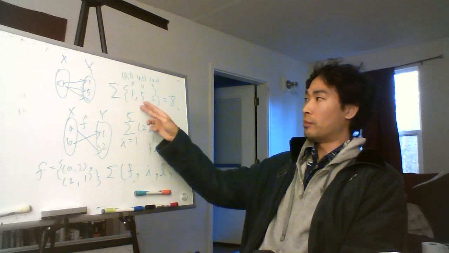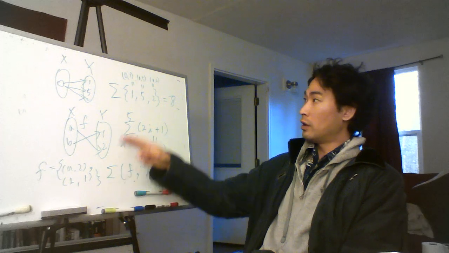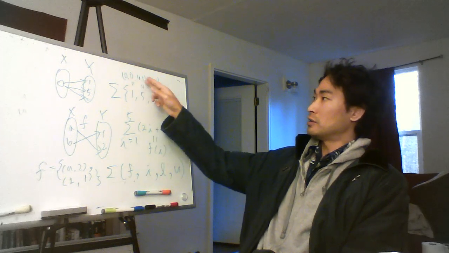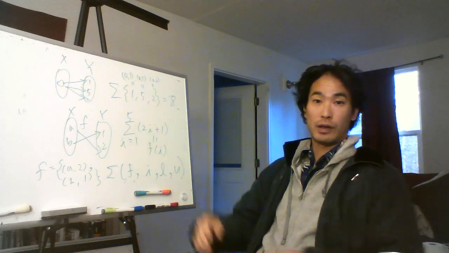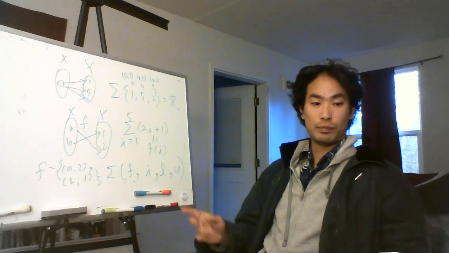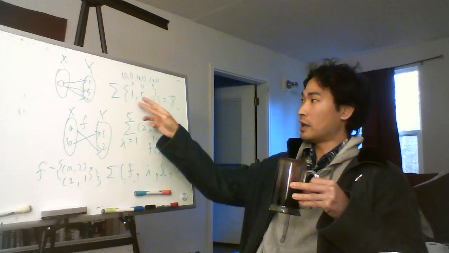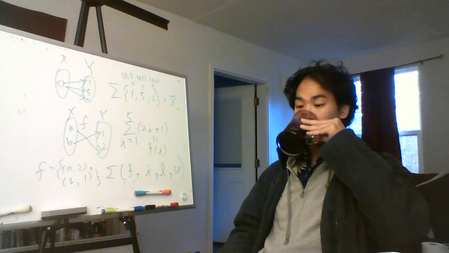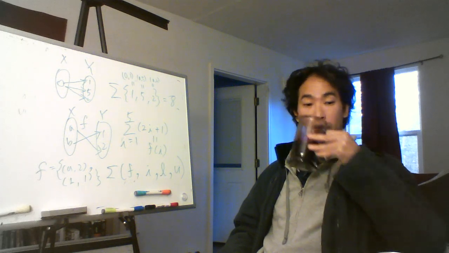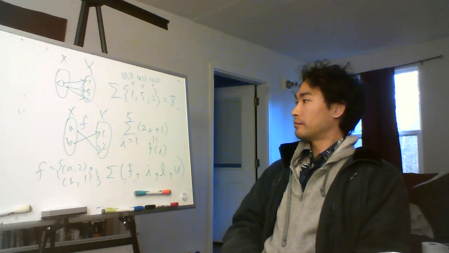A set of numbers is a particular instance of a function where the first element of each of these tuples is just a 0. So it's a special kind of function. A set of numbers is a special kind of function. Yeah, interesting, huh?